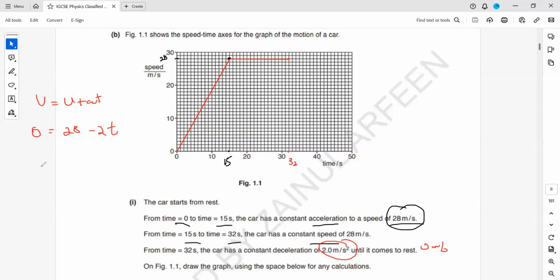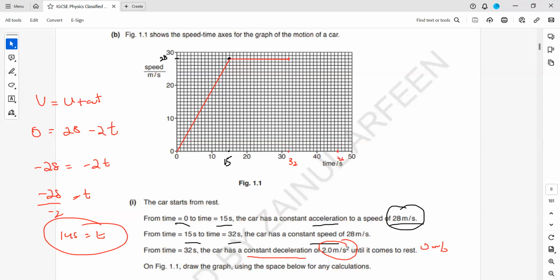So this 28 will move to the other side. It will be -28 equals -2t. And it will be -28 divided by -2 is t. So this will give us 14 seconds. It will take 14 seconds to stop. So from 32, 14 seconds, 32 plus 14 makes 46. So 41, 2, 3, 4, 5, and 6. So this is 46.